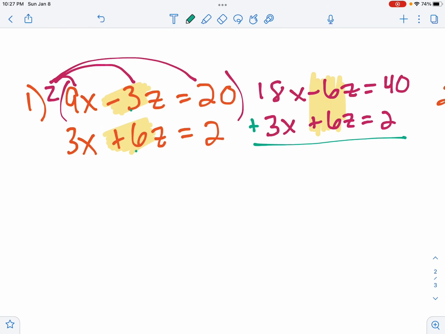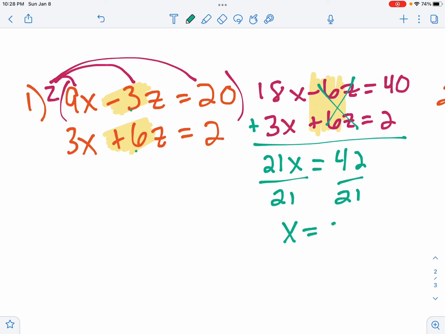18 plus 3 would be 21x. Our z's cancel, they eliminate, equals 42. I'm going to divide by 21 to get x equals 2. Now that we have x, we need to find y. It does not matter which equation you plug it into. I'm going to use the second one just because it has smaller numbers.